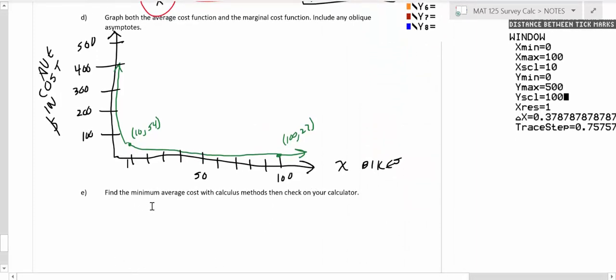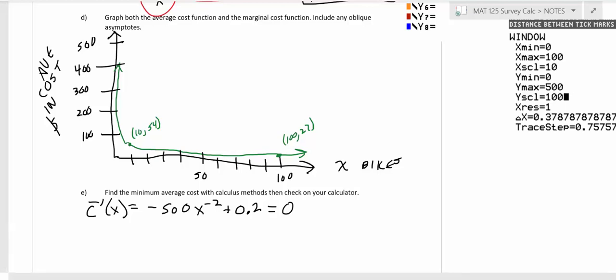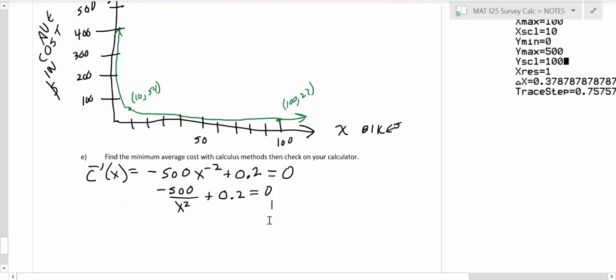Now what we're going to do is find the minimum average cost. We already found the first derivative. When we found the first derivative, we had negative 500 x to the negative 2 plus 0.2. If you scroll up earlier in the problem, that was the marginal average cost. So you're going to set that to 0 and solve this equation, and then we should have where our average minimum is. So I'm going to write this as negative 500 over x squared plus 0.2 equals 0. You're finding a critical point on the problem, okay?